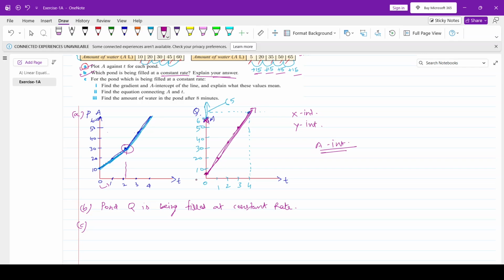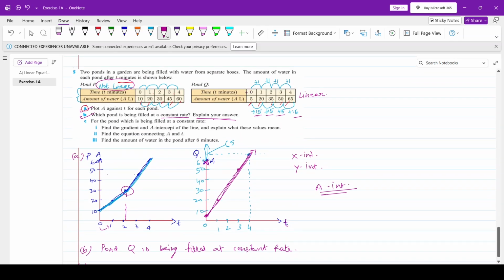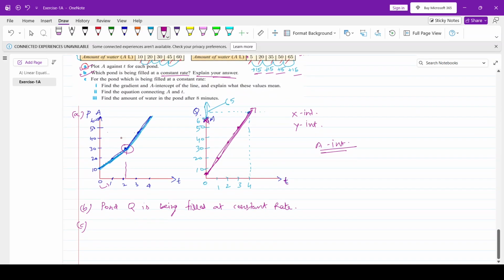It cuts the A axis wherever T is 0. So it can be seen from the question that when T is 0, A is 5. We can say A intercept is 5 liters.